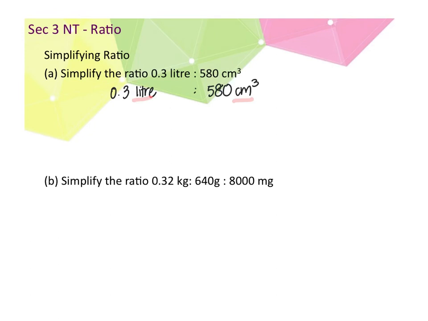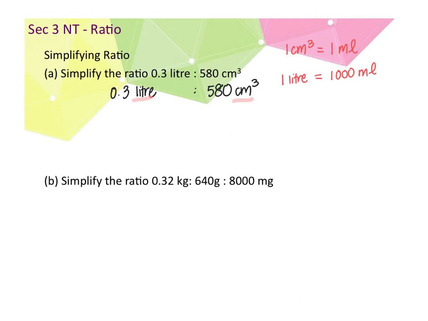I know that 1 cm cube is actually equal to 1 milliliter. And 1 liter is equal to how many milliliters? 1000 milliliters. So in this case, both of them have a common unit, milliliter. I'm going to convert all the units to milliliter, ml.